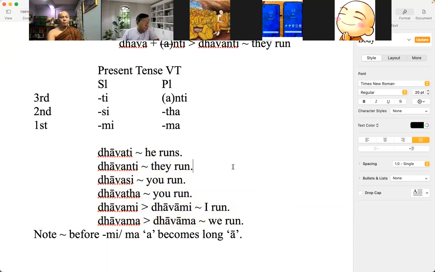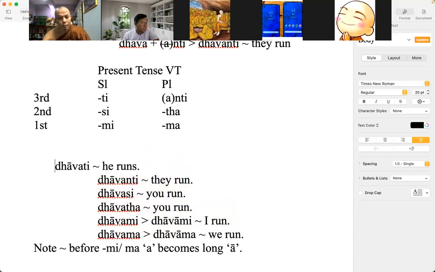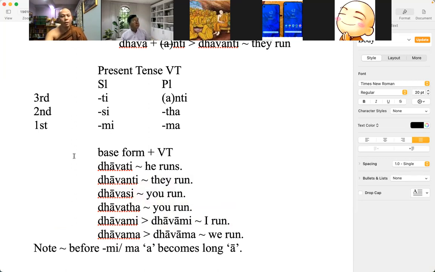Okay. All of these six forms are just the result of adding the VT, the verb termination, to the base form. We have these six forms. Okay. So now, please try to read these present verb terminations: di, anti, si, tha, mi, ma.